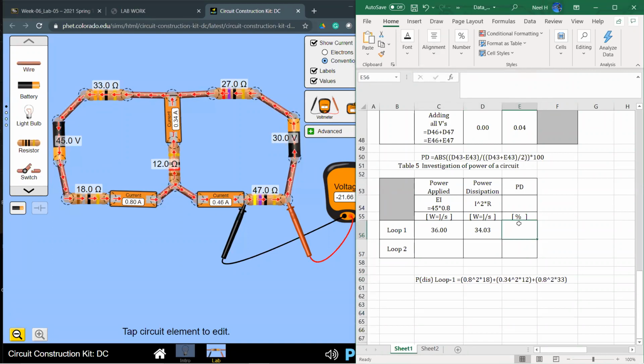Then let's compare that percentage difference. ABS, open brackets, power supplied by the voltages minus the power dissipation, divided by open brackets, power supplied plus power dissipation, D56, close bracket divided by 2, multiplied by 100. Please post that in the chat.